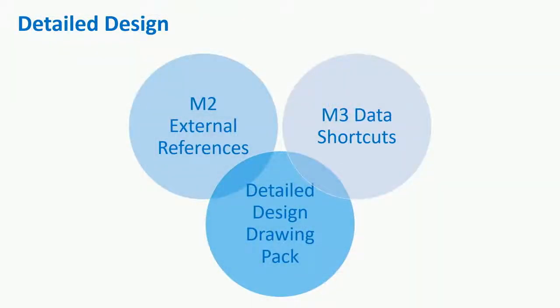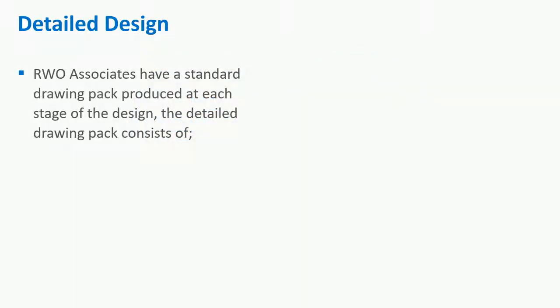So basically, what we've got now is our detailed design. So you've got your M2, your external references. You've got your M3 files, your civils files, your data shortcuts. And we use that to produce our detailed design drawing pack. So at RWO Associates, we've got a standard drawing pack produced at each stage of the design. The detailed drawing pack typically consists of your engineering layouts. So that's basically all your levels design, all your drainage design, all your plot works.